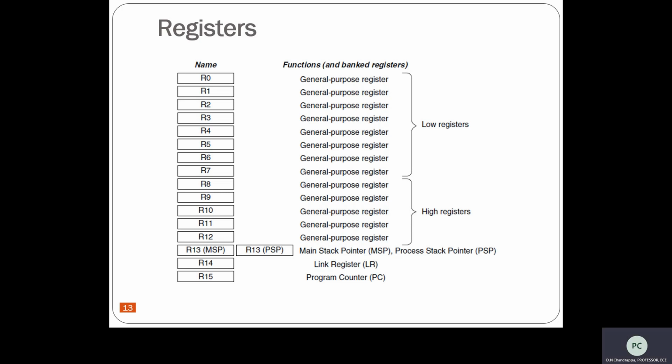Okay, the stack again here: main stack pointer and process stack pointer. But generally with the stack pointer, we are using two instructions. One is called a push instruction, another is called a pop instruction. We can store data into the stack by using the push instruction. We can retrieve data from the stack by using the pop instruction. These two instructions are very essential and very useful.